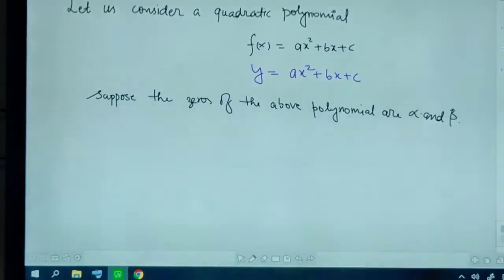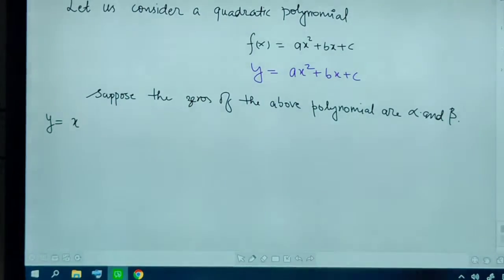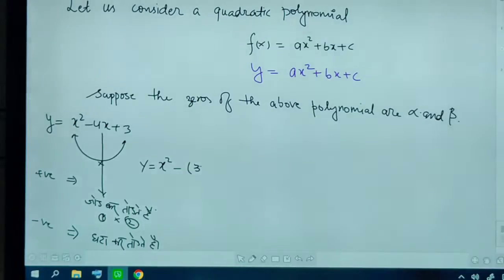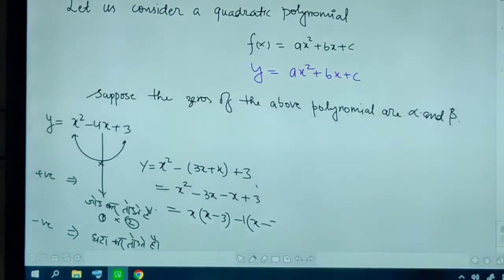Now since this is a general form, we can take a quadratic polynomial such as y equal to x square minus 4x plus 3. Now if the product of the coefficient of x square and the constant term is positive, then we break the middle term by adding, and if the product is negative, then we break the middle term by subtracting. The parts in which the middle term is broken, their product must be equal to the product of coefficient of x square into constant term.